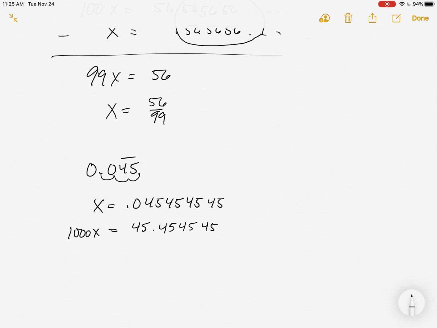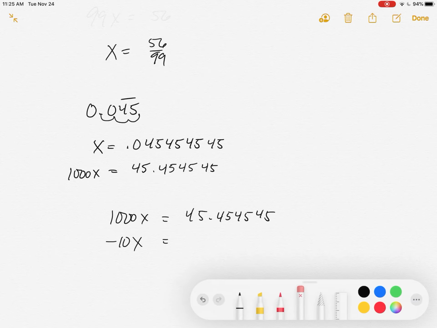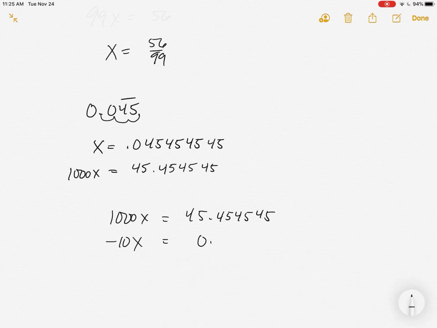Now if I were to subtract these right now, I'd have a problem. If I were to take 1000x, which is 45.454545, and subtract away x, which is 0.045, everything's misaligned. It's not good. But what if I did 10x? What if I just did 10x? You're going to have to be creative here. If you do 10x, it moves it once, and you get 0.454545, and now they line up.